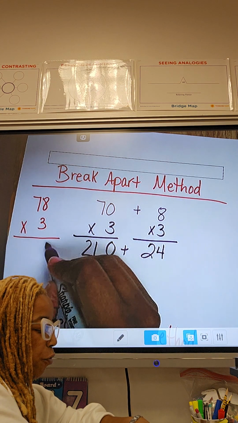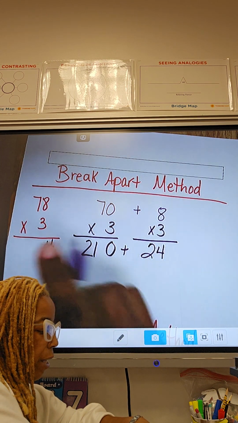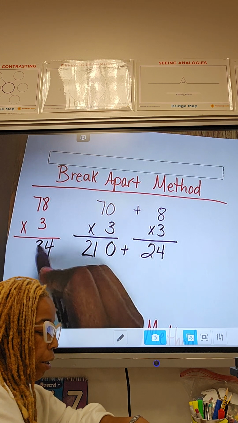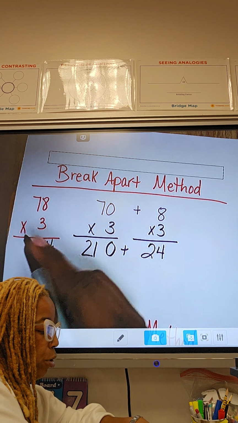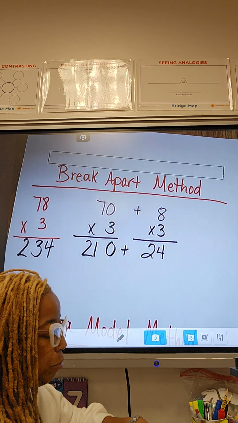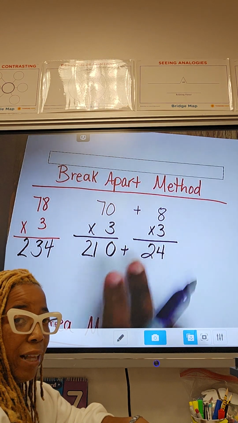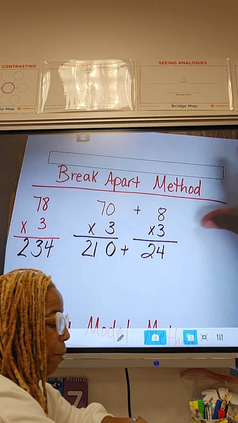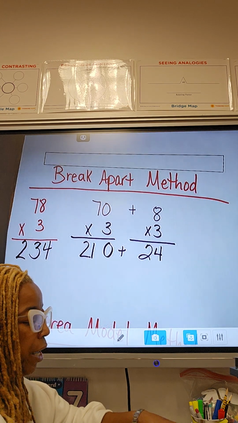0 plus 4 is 4. 2 plus 1 is 3. And then bring the 2. So 78 times 3 is 234. That's the break apart method. I'm going to use the same numbers to do the area model.